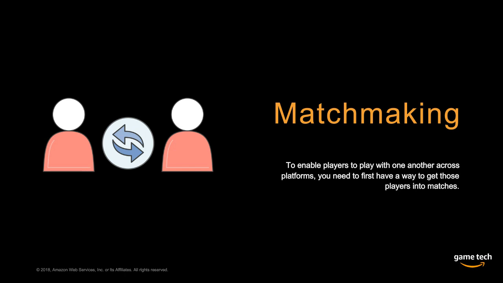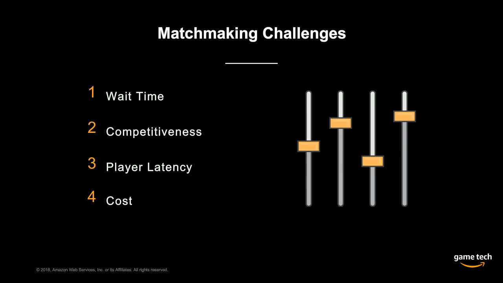So what are some of the challenges that you have when trying to come up with a good matchmaking solution? We already touched upon wait time. That's the time that it takes for players to find a match once they've submitted a request. We've talked about competitiveness. That's the relative skill levels of the players in the match. We can talk now about player latency. That's the amount of time that it takes players to send information to and give information back from the game server itself. And then cost. This is the amount of money that is required to actually host those matches on game servers.